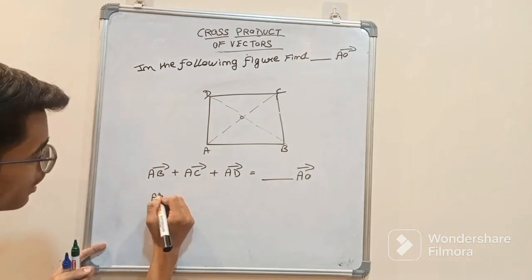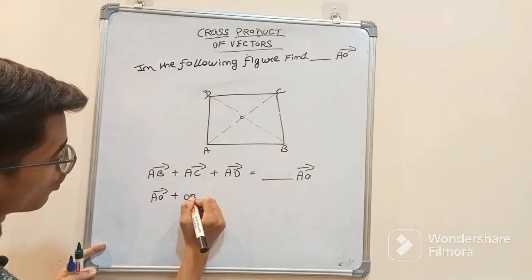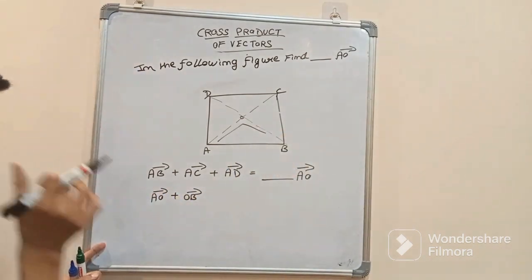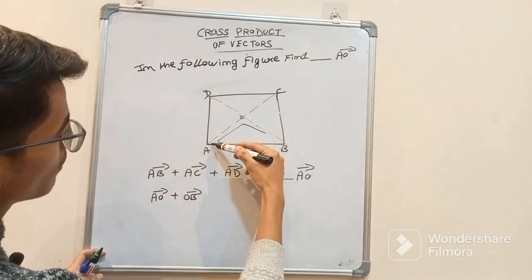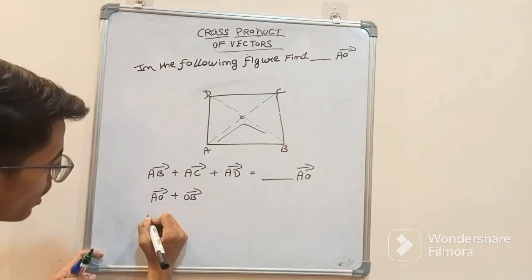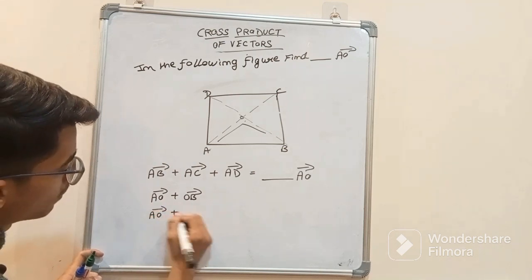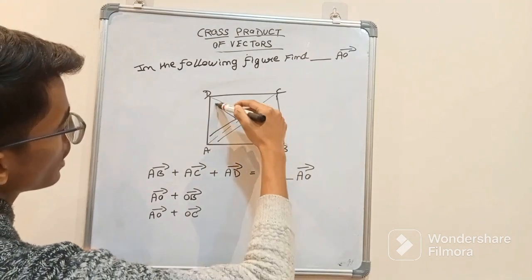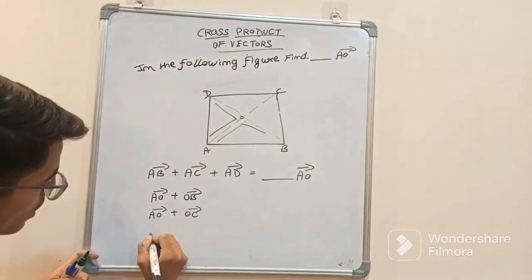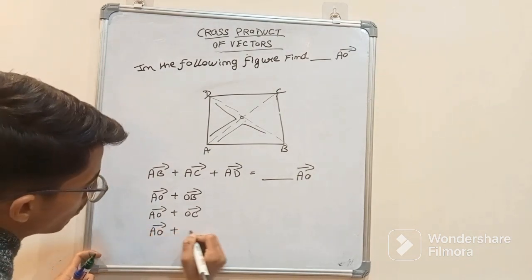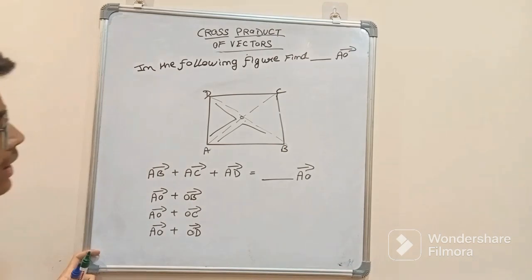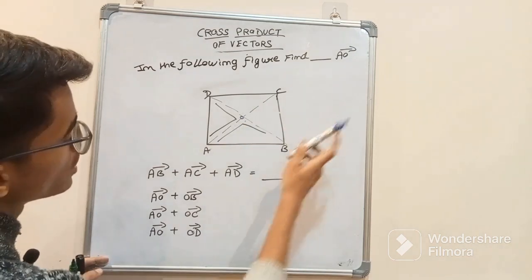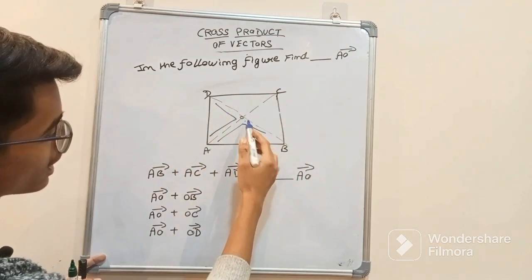can we write it as AO vector plus OB vector? This is AO plus OB. That is for AB. And for AC, can we write AO plus OC? AO plus OC. And for AD, can we write AO and OD? That is AO vector plus OD vector.